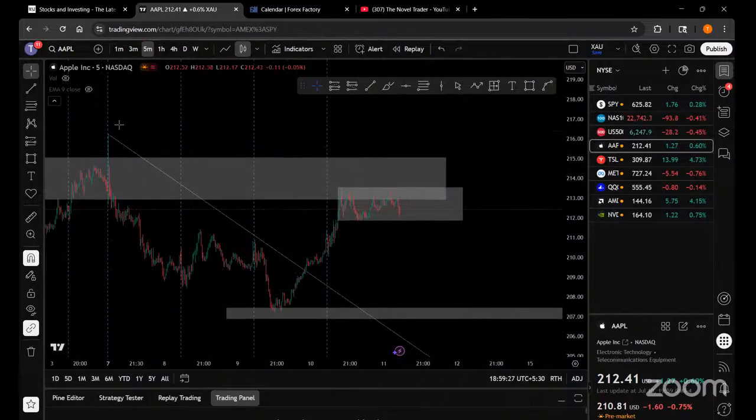So what we have to do is let the first false breakout happen in the market. You have to accept that the first breakout can be a false breakout, and then you can look for the trap opportunities.